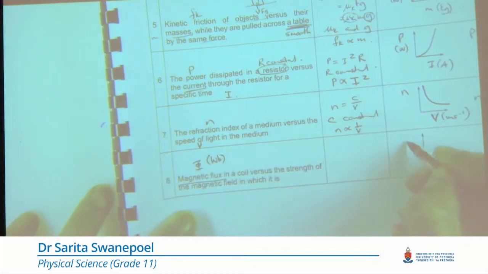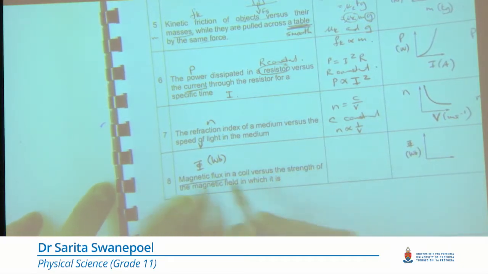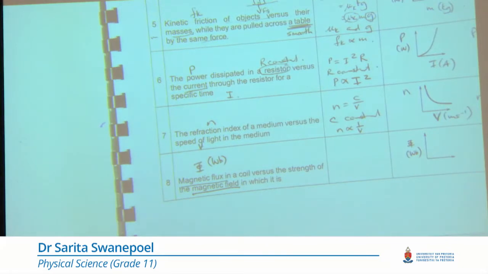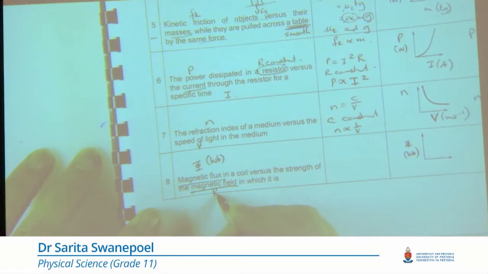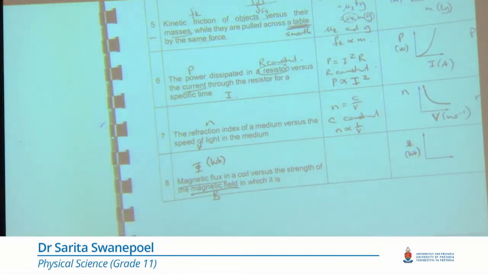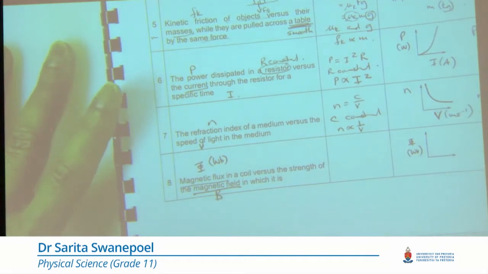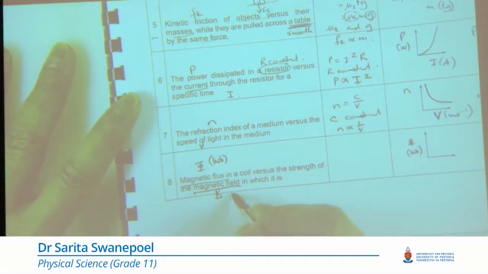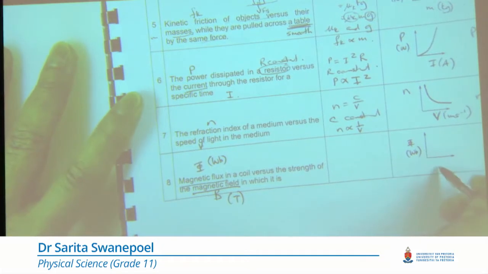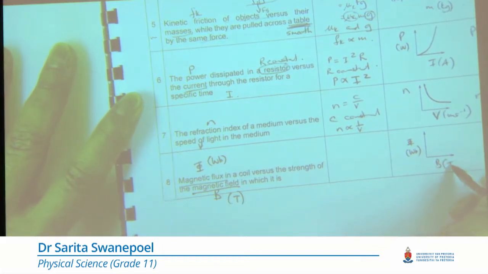Right. So, I have my flux, and I'm going to measure it in Weber. And that is versus the strength of the magnetic field. What's the symbol? B. What do you use E for? Electric field, electrostatic field. B. And what do we measure it in? Tesla. Nice. So this is magnetic field strength in Tesla.